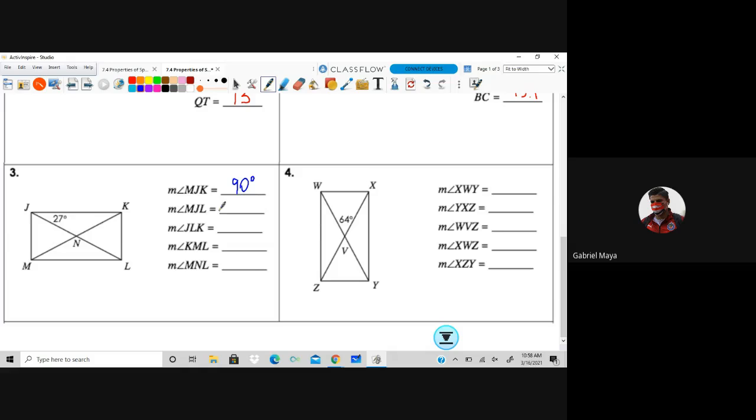All right. Now what about the measurement of angle MJL? Where's MJL? MJL, that's this one right here. What would that be?